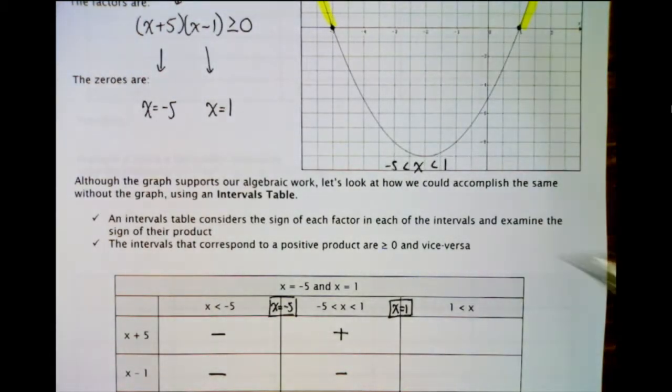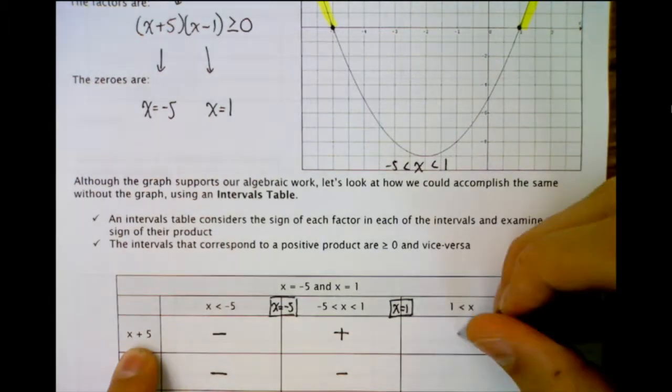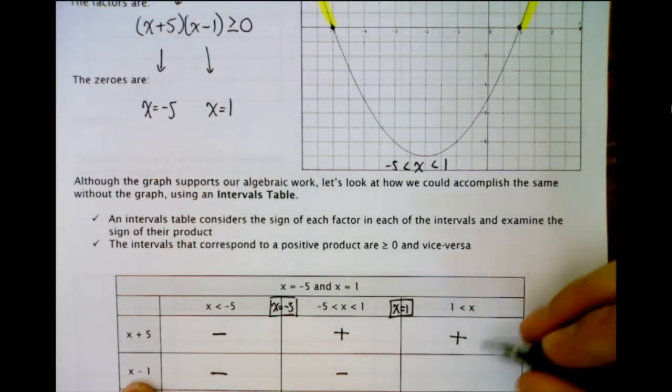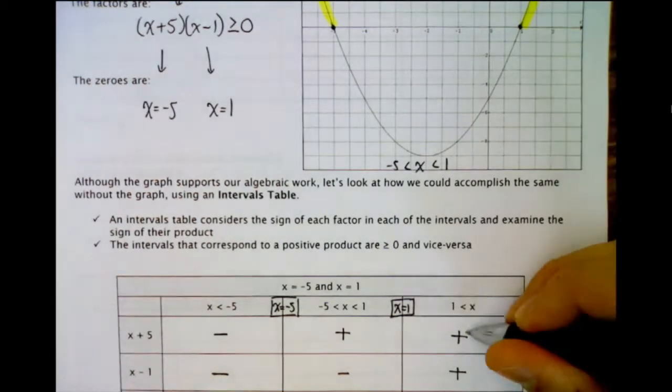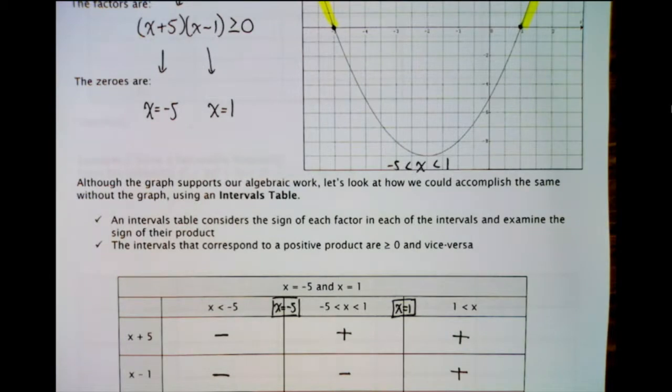Our last interval is when x is greater than 1. So let's choose a nice big number like 5. 5 plus 5 is 10, which is positive. 5 minus 1 is 4, which is positive, and a positive times a positive makes the function there positive. Therefore, we have two intervals where the function's positive.